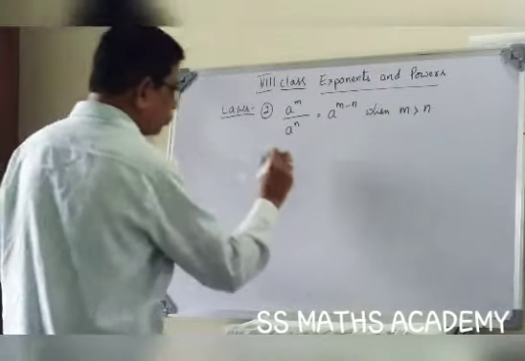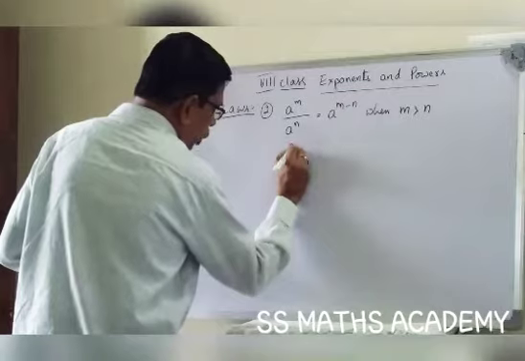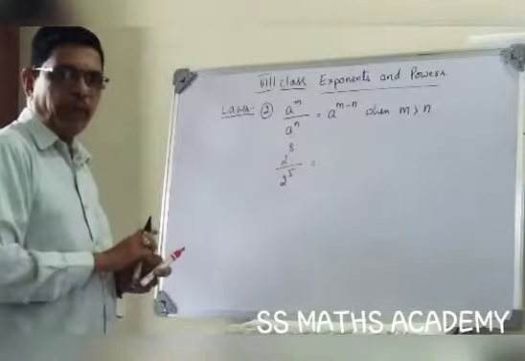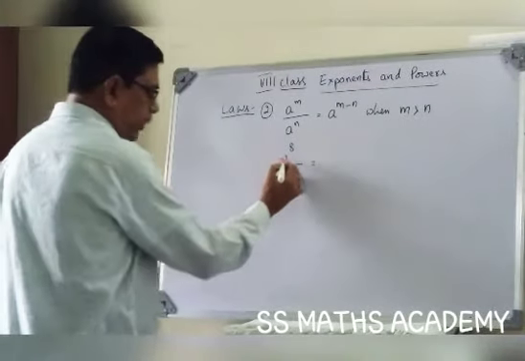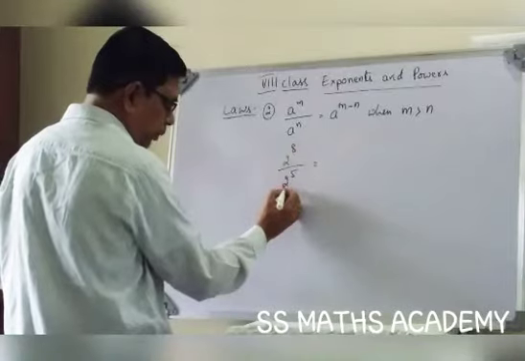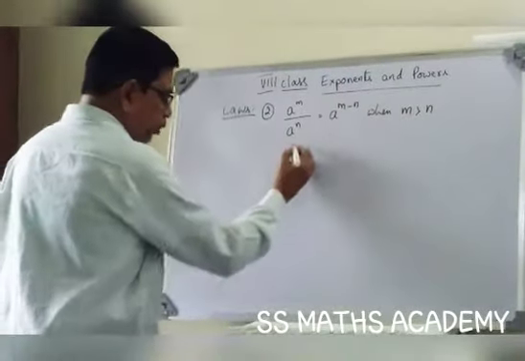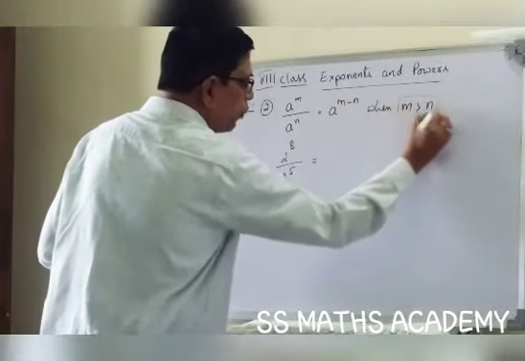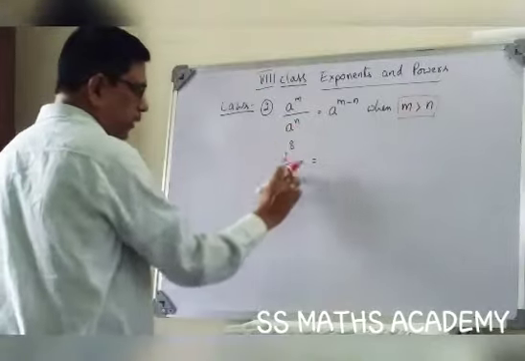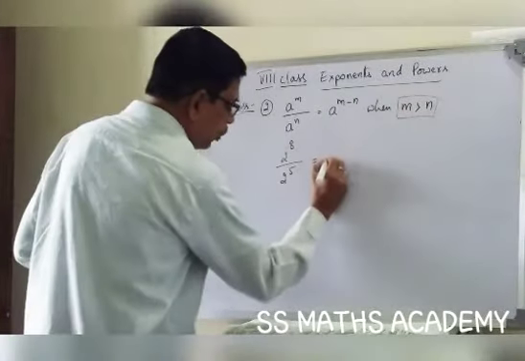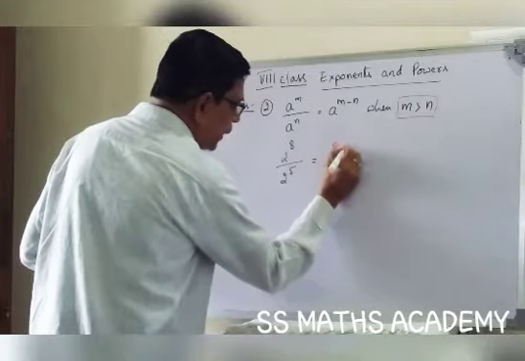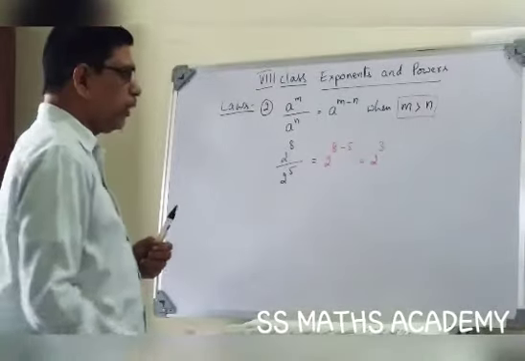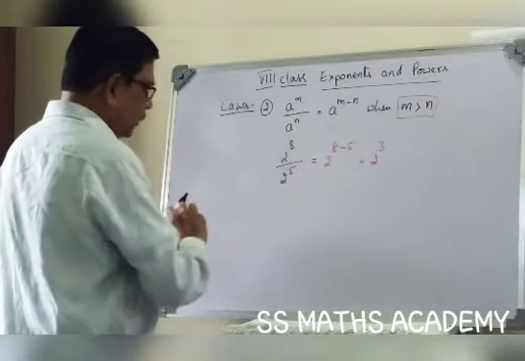Suppose you take 2 to the power of 8 by 2 to the power of 5. Here the base is 2 and the power is 8, and here also the base is 2, the power is 5. If you observe the powers, 8 is greater than 5, that is m is greater than n. You remember this. Now in this case what we have to do is 2 to the power of 8 minus 5, which is equal to 2 to the power of 3.